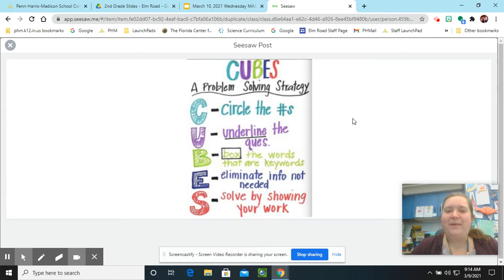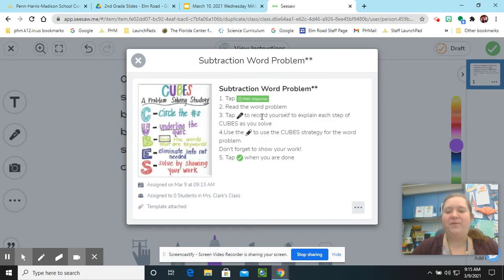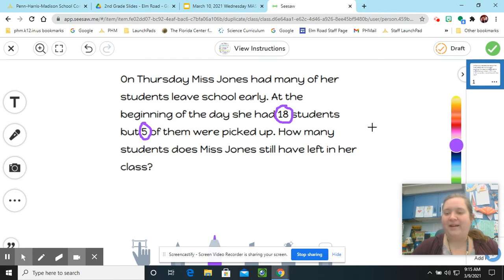Okay, the next step of the cubes strategy is the U. U means underline the question. So we want to go back and underline the question. I'm going to use a different color for that. The question usually always comes at the end of the sentence. So the question is, how many students does Miss Jones still have left in her class?